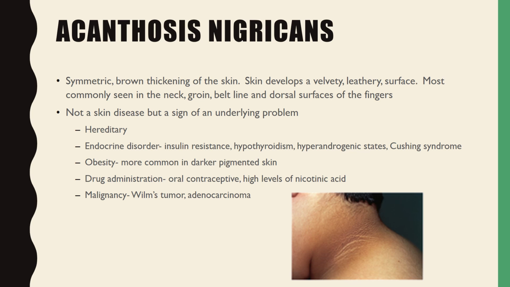Endocrine disorders are one of the things that can cause it, and that can be insulin resistance, hypothyroidism, hyperandrogenic states, or Cushing syndrome. And this can be one of your primary symptoms of diabetes. So you want to get some blood work and see what's going on. Obesity can be a cause, and this is more common in the darker pigmented skins. Drug administration can cause this, so oral contraceptives or a high level of nicotinic acid, or it could be present from a malignancy, so Wilms tumor or adenocarcinoma.